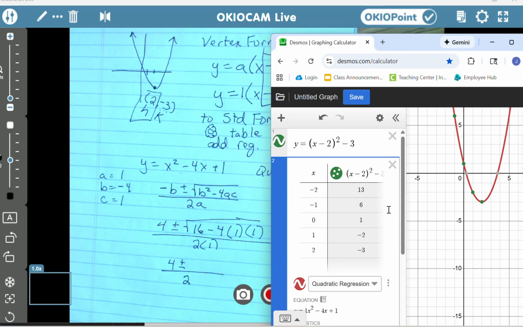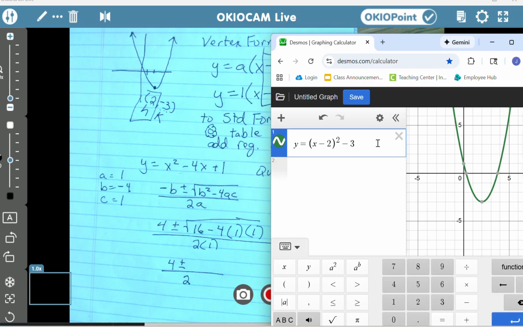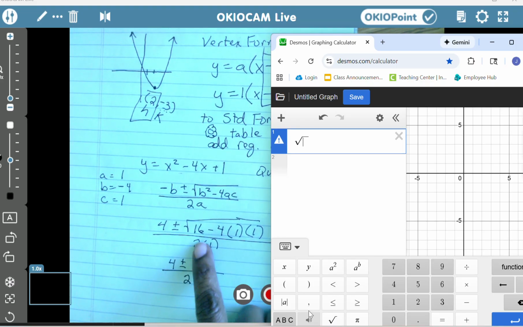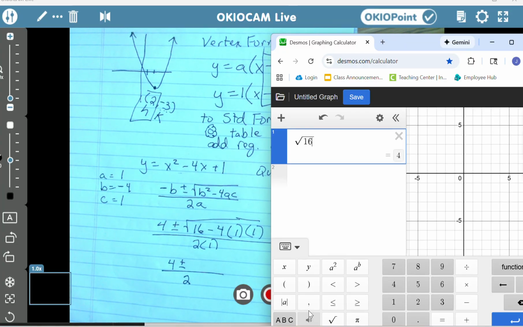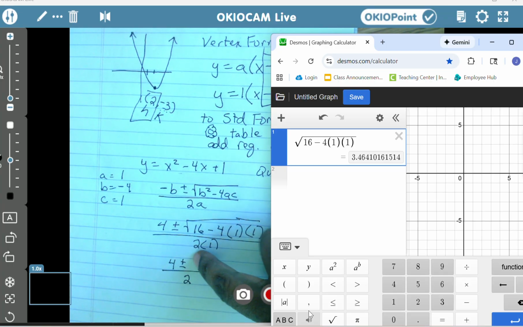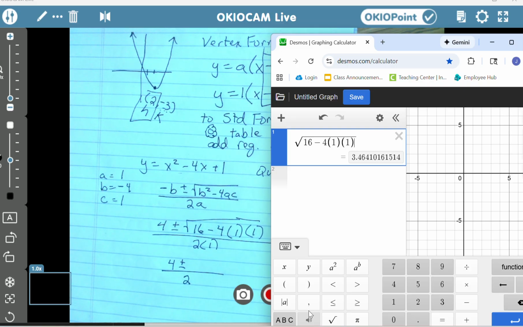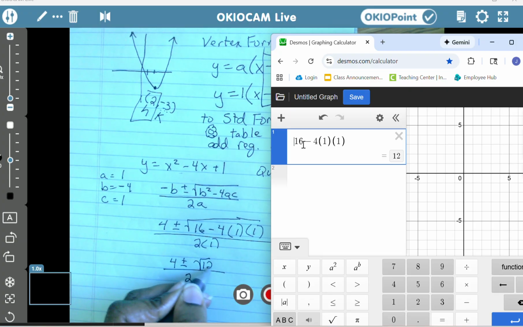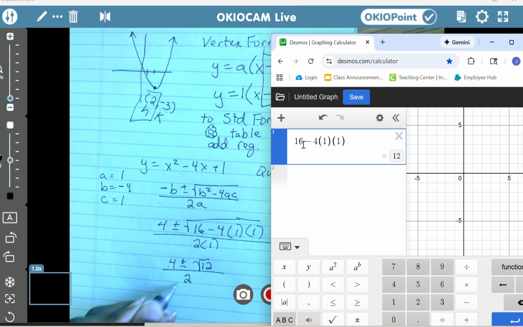So here, we're going to type in, let me delete this. We're going to type in the square root symbol, because what we're typing in is the discriminant. 16 minus 4, parentheses 1, parentheses 1. Oh my goodness, look at that decimal. Well, we definitely cannot put a decimal right here. So remember, you are going to backspace, delete the radical sign, and we get 12. That means that the two solutions are 4 plus or minus the square root of 12 over 2.